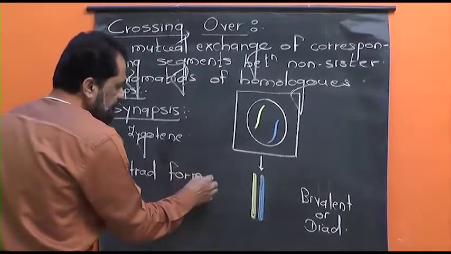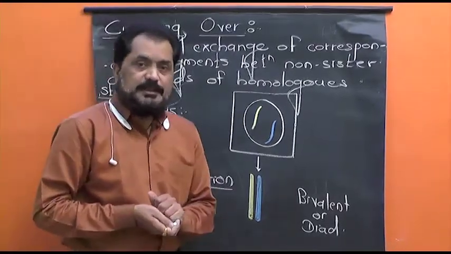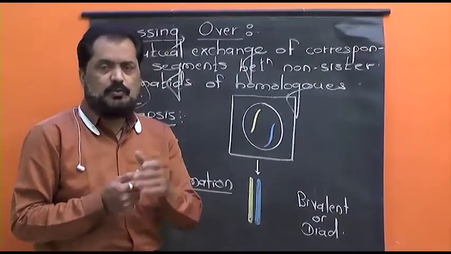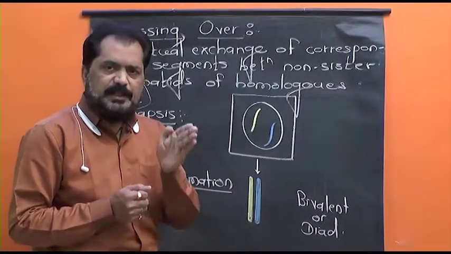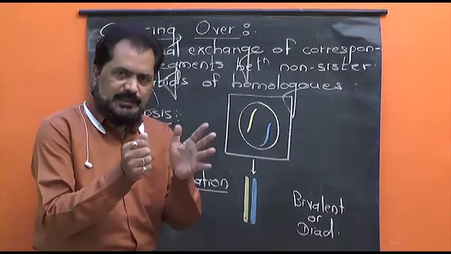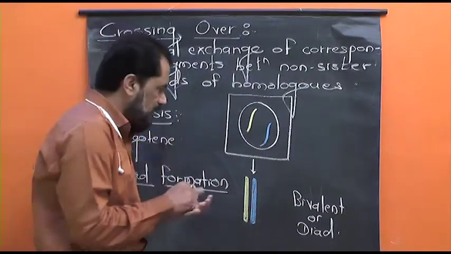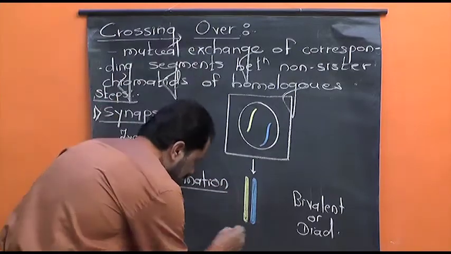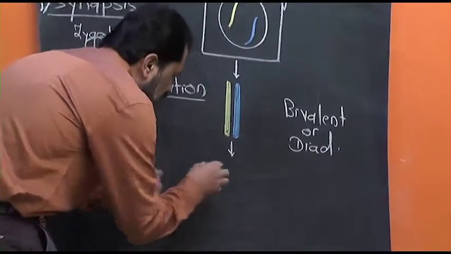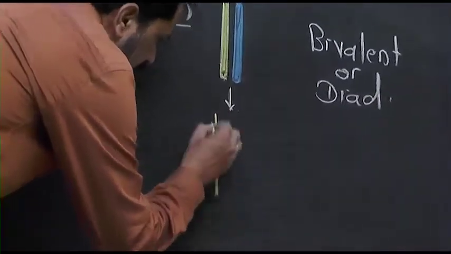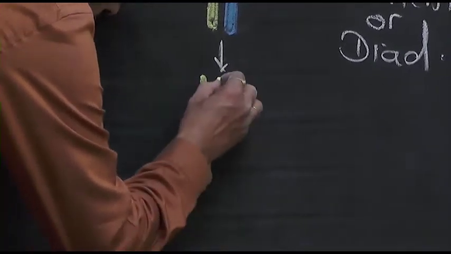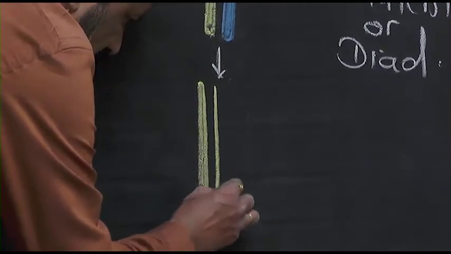Tetrad formation. The chromatids of each chromosome slightly separate from each other, and hence now in all 4 chromatids are visible, 2 chromatids of each chromosome.